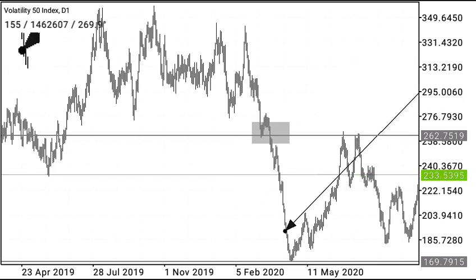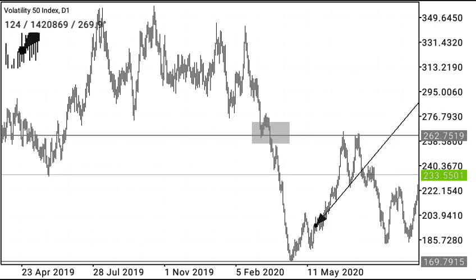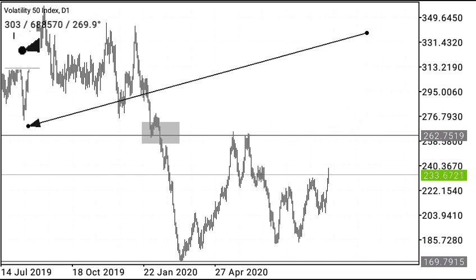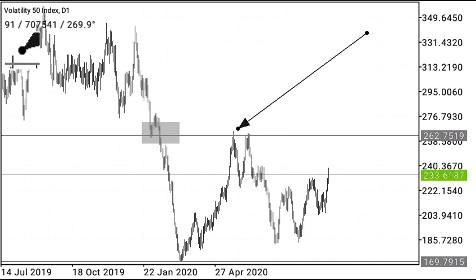So what did the price do immediately when it created our support here? It went back all the way up to our resistance, which is 262,7519. What do you do immediately when you see the price is here? You sell because of what happened previously. You do what the price tells you to do.